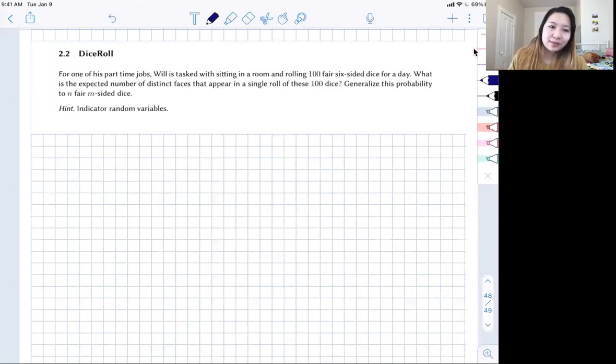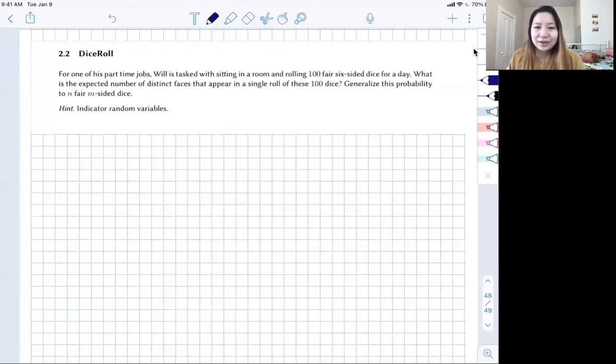So the problem is, for one of his part-time jobs, Will is tasked with sitting in a room and rolling 100 fair six-sided dice for a day. What is the expected number of distinct faces that appear in a single roll of these 100 dice? Generalize this probability to n fair m-sided dice. And my hint is indicator random variables.